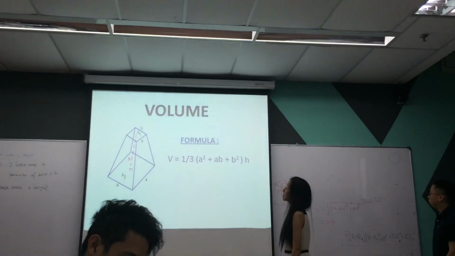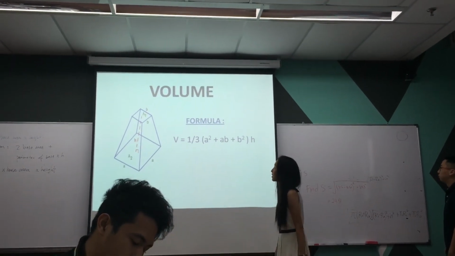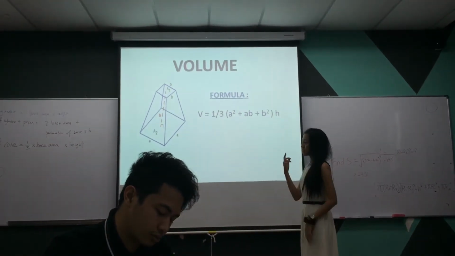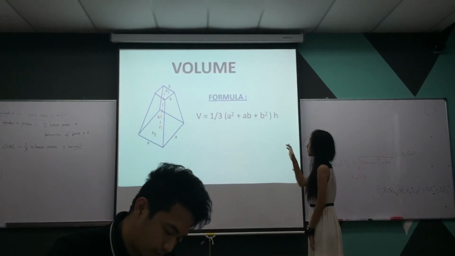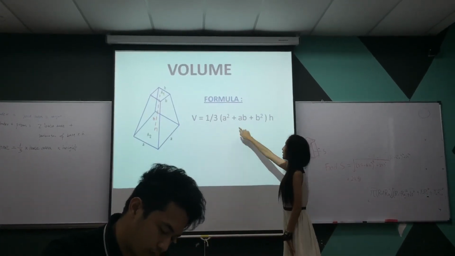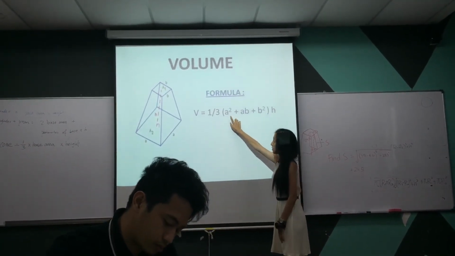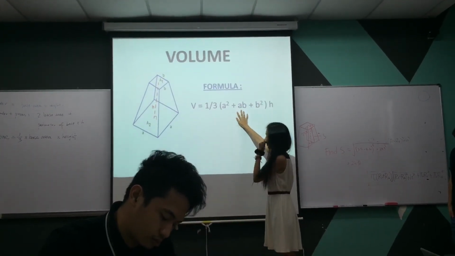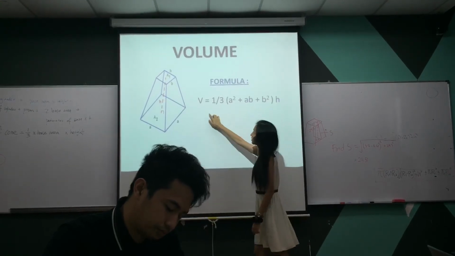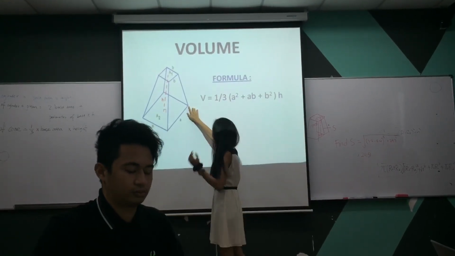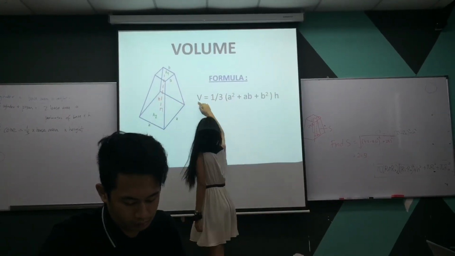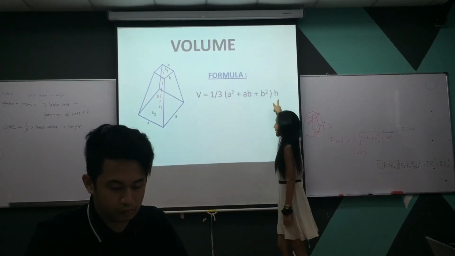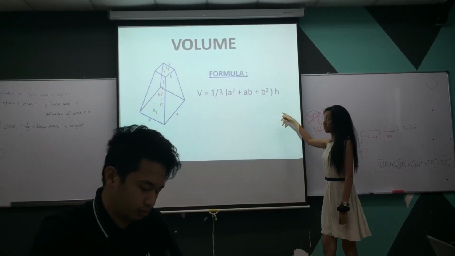The volume of the frustum is one third times the areas of the two bases plus the product of the lengths A and B, then times height. That's the volume of the frustum.